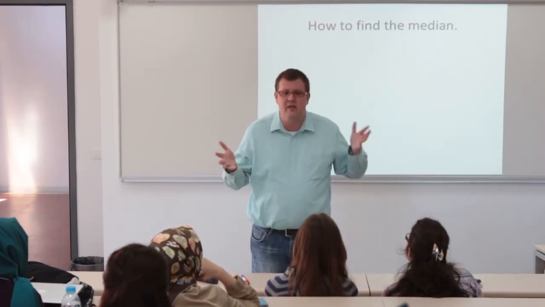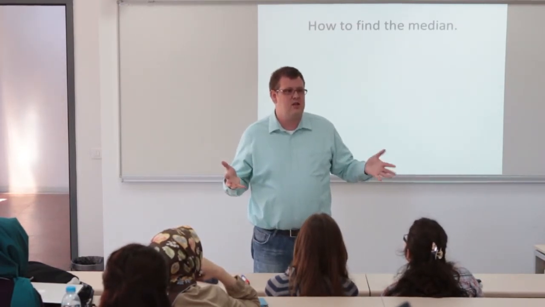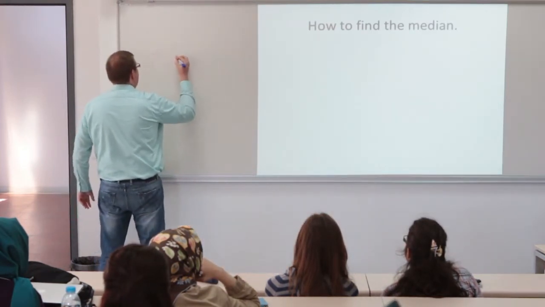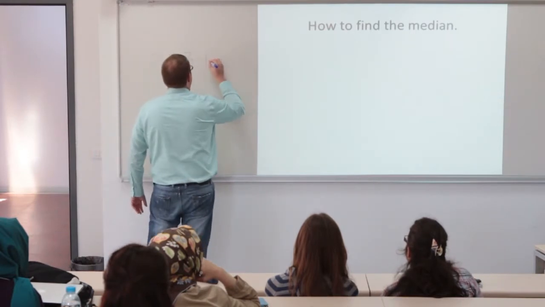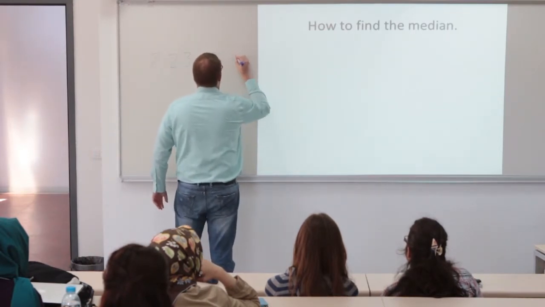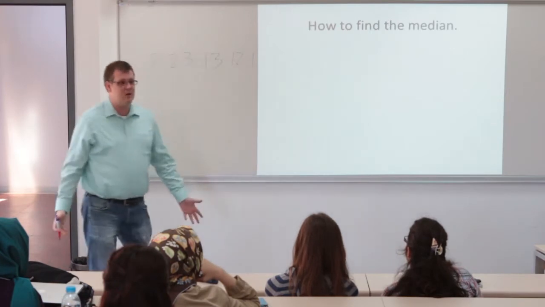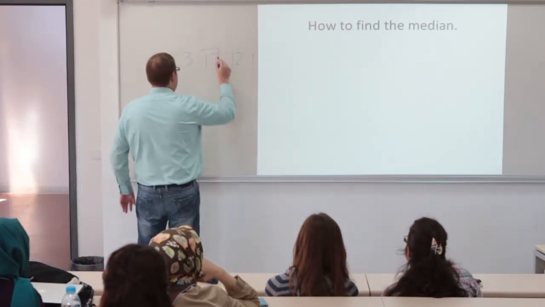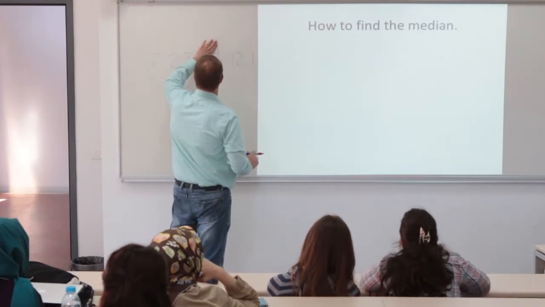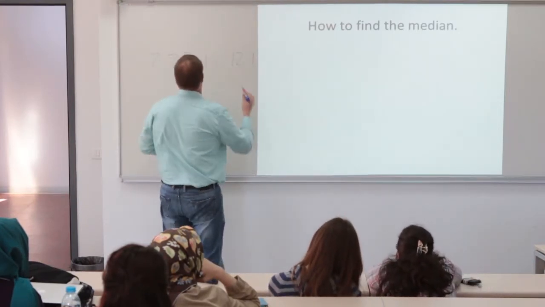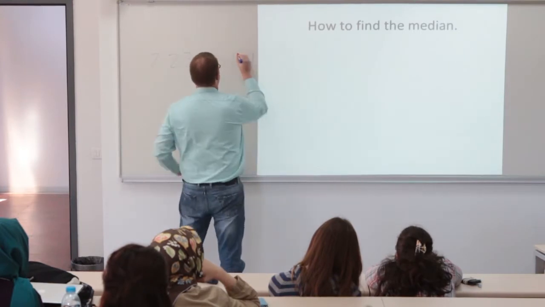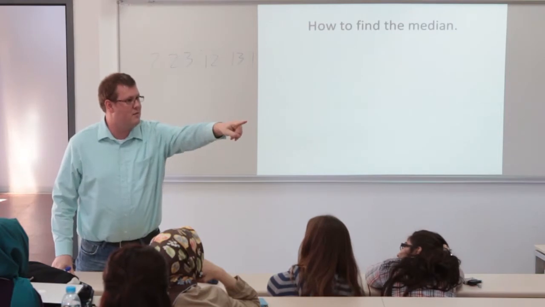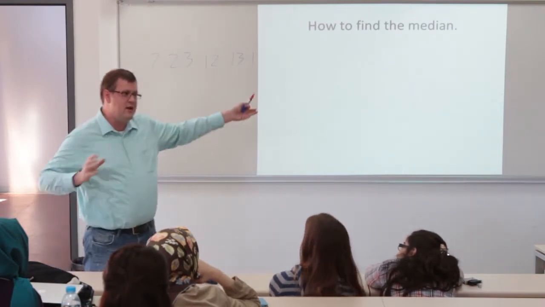And I'm asking, how do you find the middle one? Just count. So we had a value of 7, we had a value of 23, we had a value of 13, we had a value of 12, and we had a value of 1. What's the middle one? 13. Actually, we have to make it in order. We need to order them, we need to put them in order.